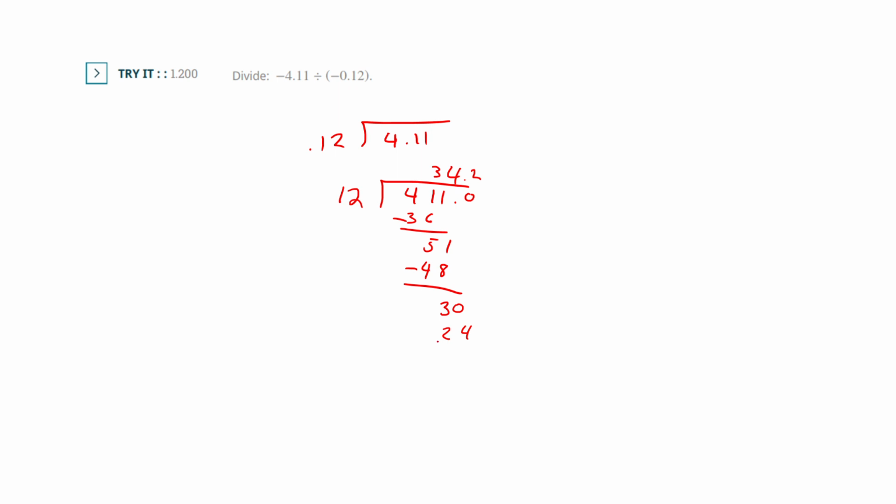So 2 times 12 is 24. Bring down a 6. Now we're still not done, so we're going to add an extra 0. Bring him down. Now 12 does go into 60 5 times. So 5 times 12 is 60. We don't have anything left. So the moral of this one was, if you run out of numbers, you can just add zeros as decimal places. So my final answer is 34.25.